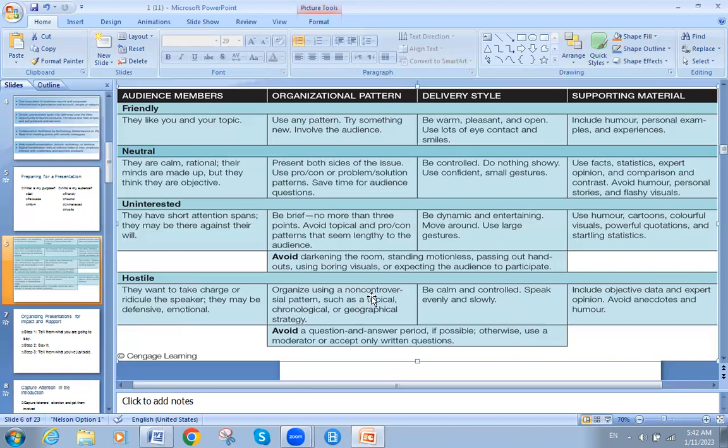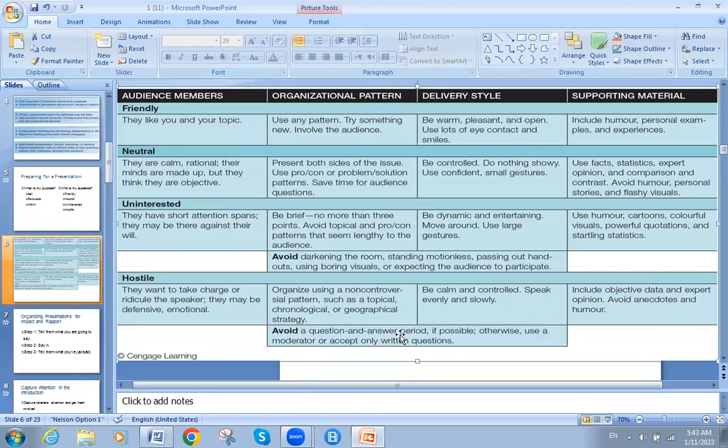Organize using a non-controversial pattern, such as a topical, chronological, or geographical strategy. Be calm and controlled, so no one can provoke you, because they are already there to provoke. Speak evenly and slowly. Don't talk too fast. The supporting material here includes objective data and experts' opinion. Avoid anecdotes and humor. No need for that, because this might provoke them more and more.